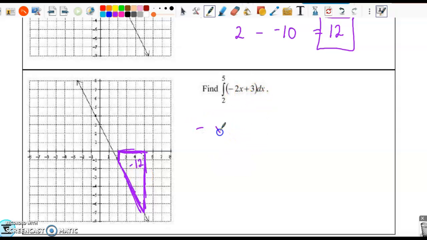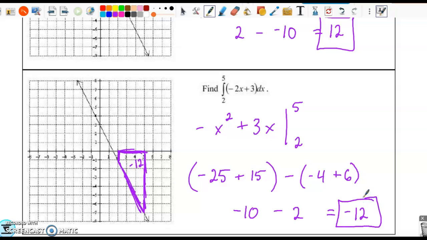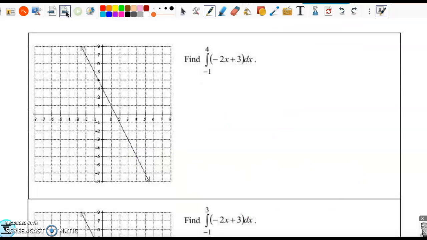Well, the antiderivative is the same, because it's the same problem, same graph. But this time it's from 2 to 5. Now as I plug in 5 first, well, 5 squared is 25. 3 times 5 is 15. Minus 2 squared is 4 again. But this time it's plus 6. So as we do that, we're looking at -10 minus 2, and just like I predicted, we'll get -12. There you go. So feel free to pause at any point or rewind and see if you get the same answers.